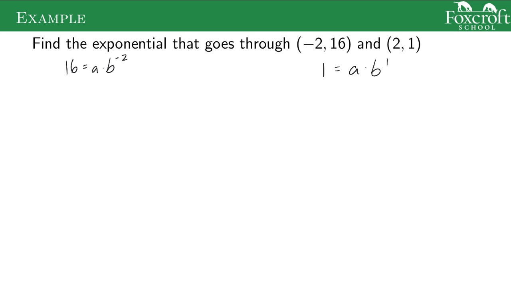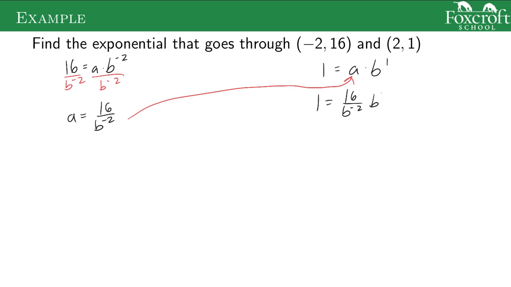So if I want to solve for a over here, I have to divide both sides by b to the -2. That's going to be a equals 16 over b to the -2. And I plug that into my other equation. So 1 equals 16 over b to the -2 times b to the first. All right, now we have to simplify this expression before we try to do anything else. Mainly when we're simplifying, I'm talking about simplifying the fact that we have these multiple b's.